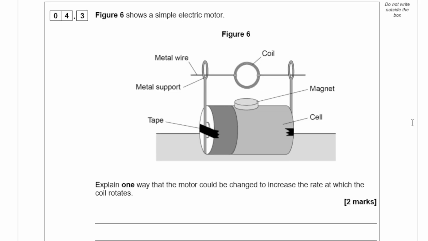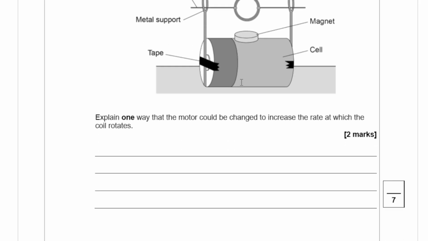4.3. Figure 6 shows a simple electric motor. So you have a cell. On top of the cell is a magnet, and to each side of the cell is connected a metal support which has a metal wire and which has a coil in the center. Okay. Explain one way that the motor could be changed to increase the rate at which the coil rotates.